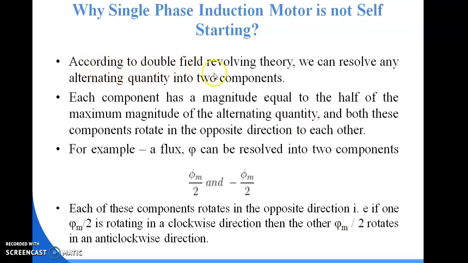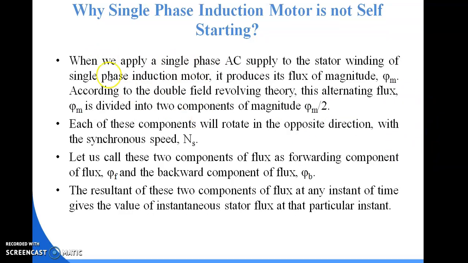According to double field revolving theory, when we supply a single phase AC supply to the stator winding of a single phase induction motor, it produces a flux of magnitude phi m. According to the double field revolving theory, this alternating flux phi m is divided into two components of magnitude phi m by 2.